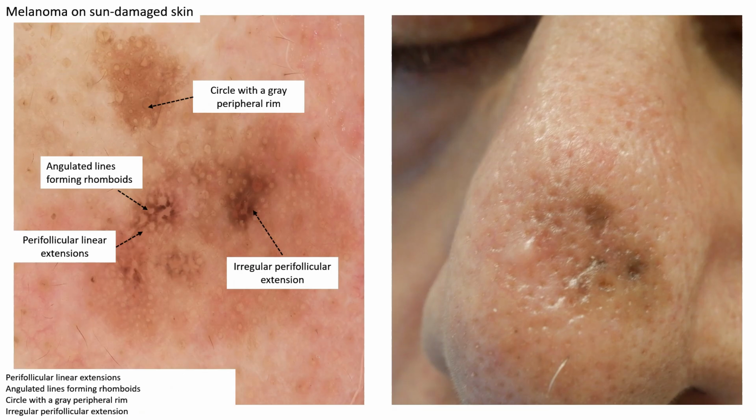Here we have a subtle melanoma on the nose. Dermoscopically, we see circles with a gray peripheral rim. We have angulated lines forming rhomboids. We have perifollicular linear extensions and irregular perifollicular extension.